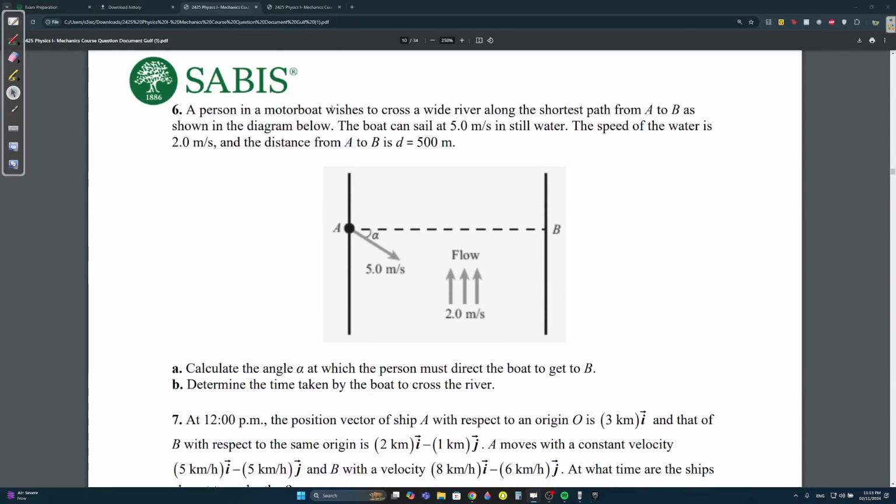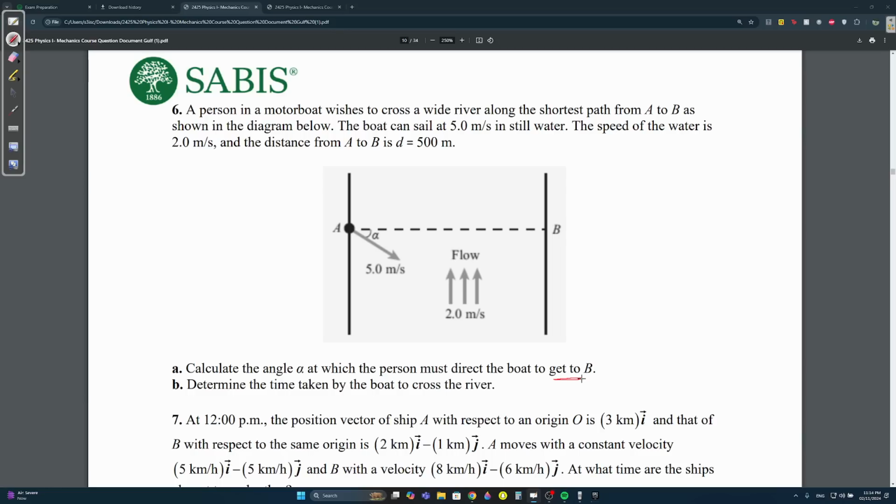Question 6. A person in a motorboat wishes to cross a wide river along the shortest path from A to B, as shown in the diagram below. The boat can sail at 5 meters per second in still water. The speed of the water is 2, and the distance from A to B is 500 meters. Calculate the angle alpha at which the person must direct the boat to get to B.